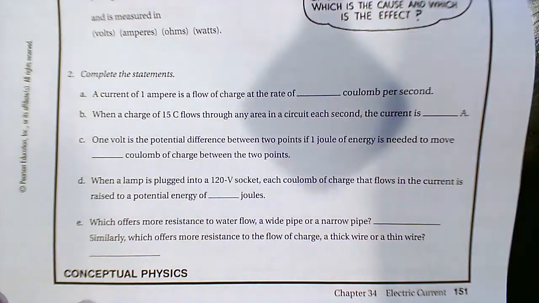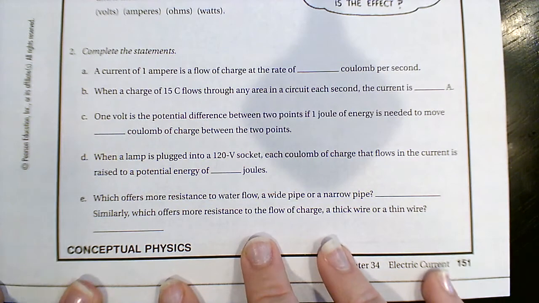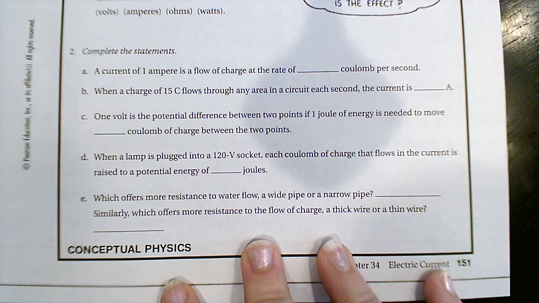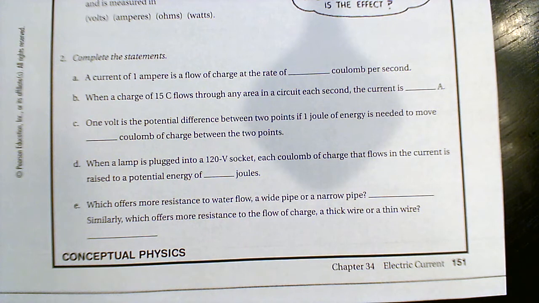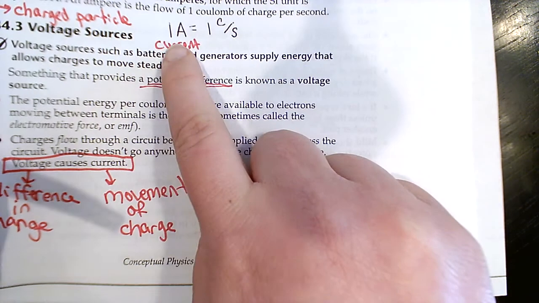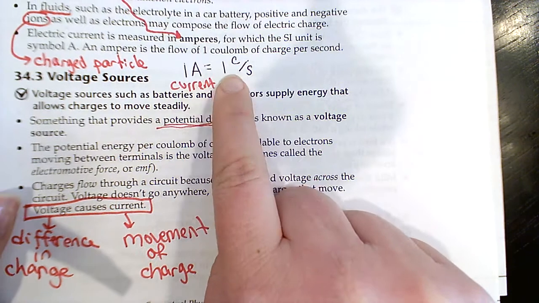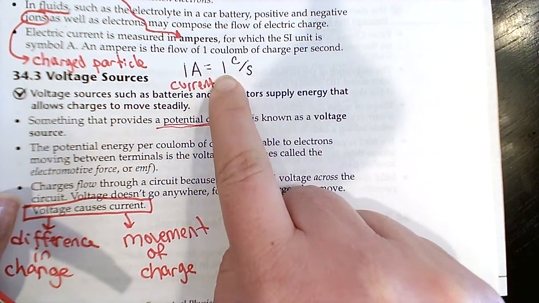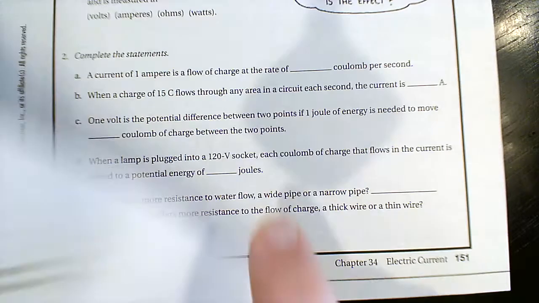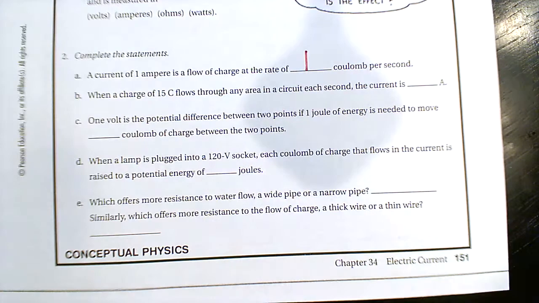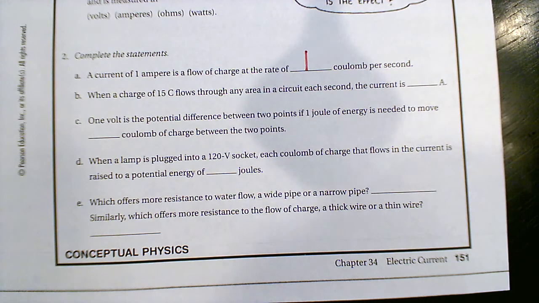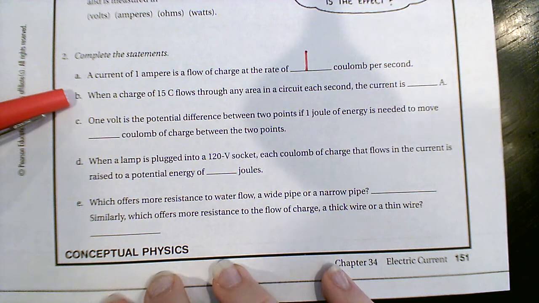Okay, 2, complete the statements. A current of 1 ampere of flow is a flow of the charge at the rate of, well, if I look back at what I wrote a little bit ago, I said 1 ampere is 1 coulomb per second, or 1 coulomb per 1 second. So 1 ampere would mean 1 coulomb per second. So use that logic for B.